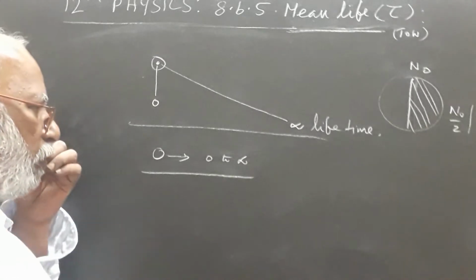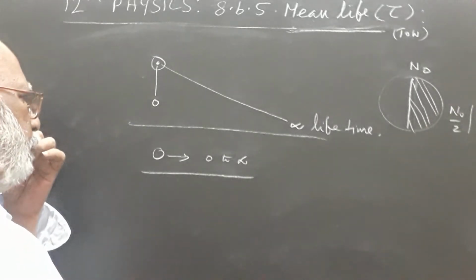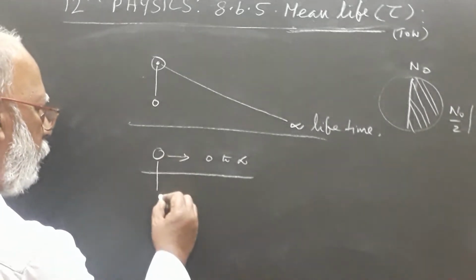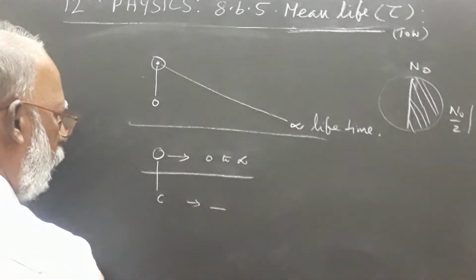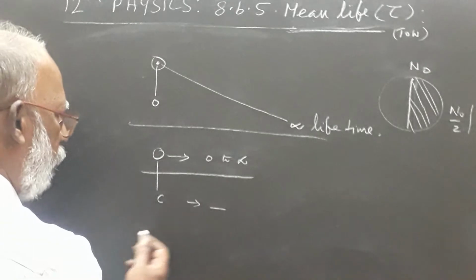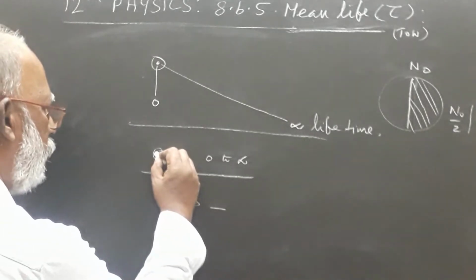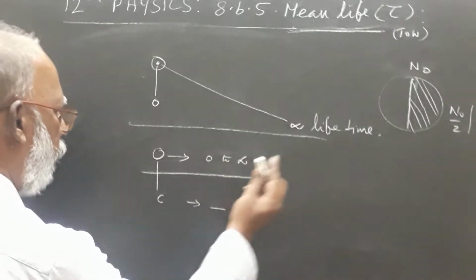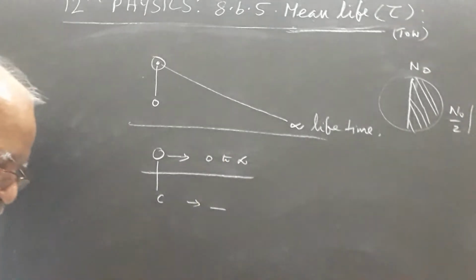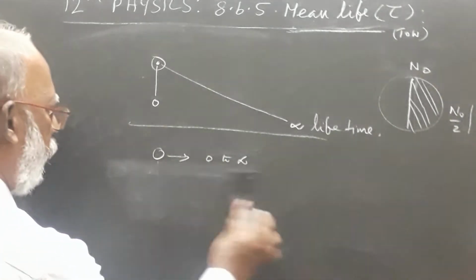We cannot fix it in general. If you say carbon, then it has a half life, a definite value of T half. But when you say in general, then it is 0 to infinite. That's the thing that we have to understand.